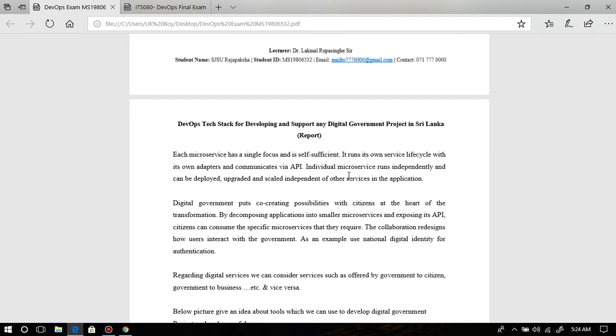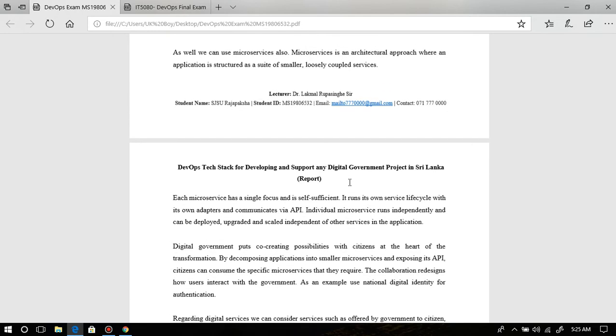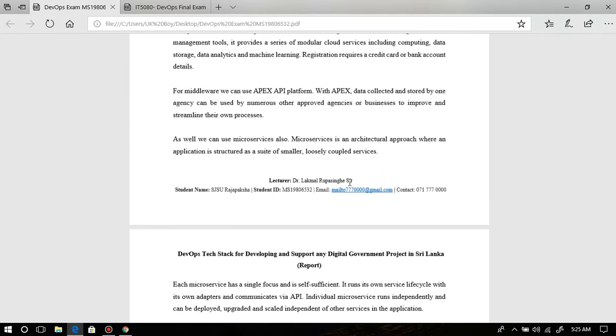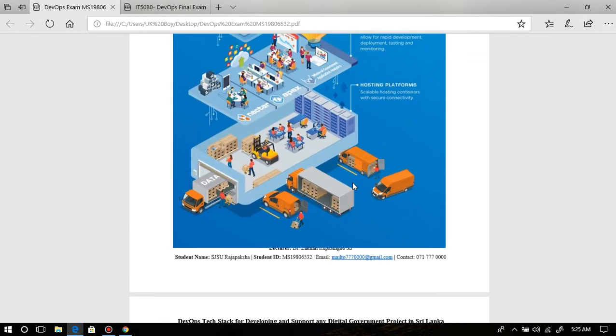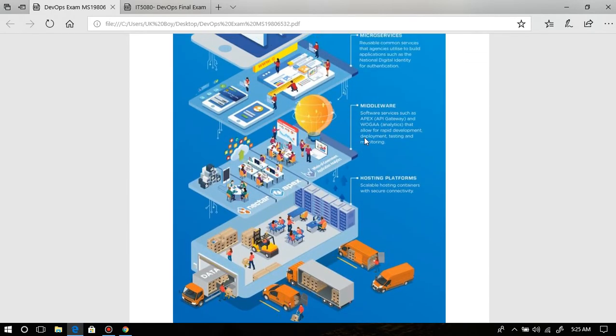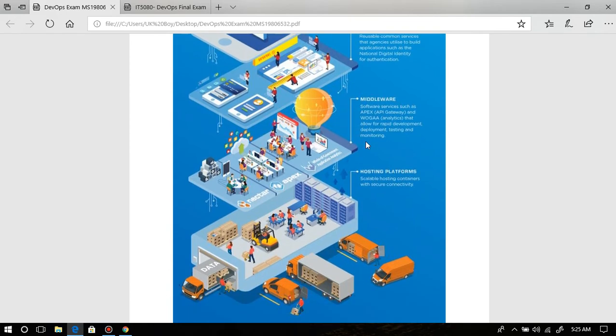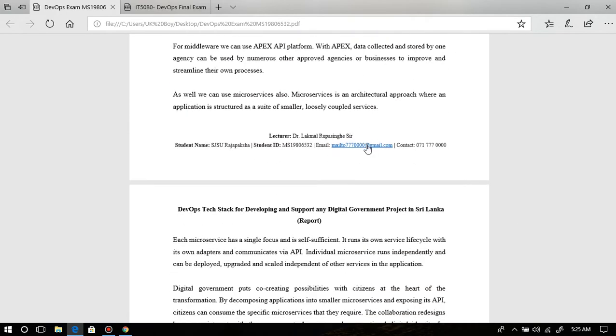Therefore, microservices are also added as a layer. At the end, I'll explain how we can use them in the Sri Lanka government's proposed website.